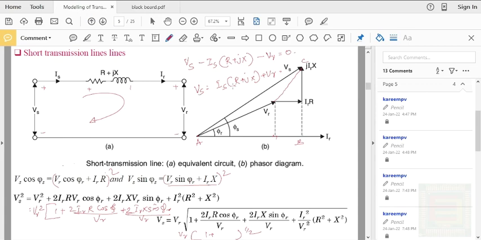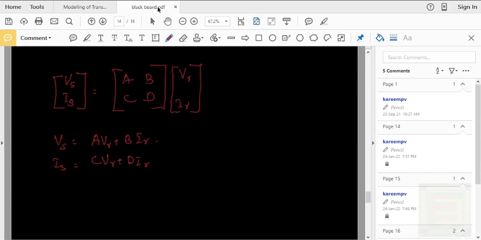And from the equivalent circuit of the transmission line, here you can see that this is the governing formula: VS is equal to IS into R plus jX, plus VR. So if you write it here, VS is equal to IR into R plus jX plus VR. This is the formula. So if you compare these two formulas, actually you have to represent VS in terms of VR and IR. So here you have VS in terms of VR and IR.